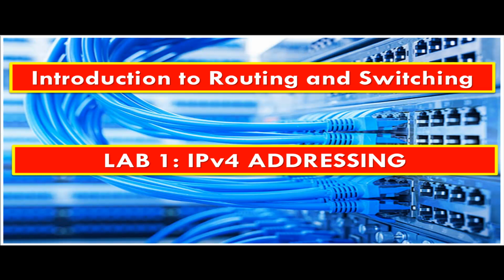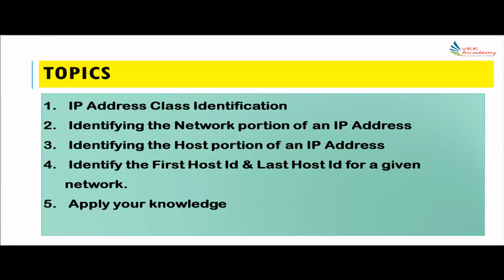What are the things we are going to cover in this lab? There are 5 things we are going to cover. The first one is IP address class identification. Second, identifying the network portion of an IP address. Third, identifying the host portion of an IP address. The fourth one, identify the first host ID and the last host ID for a given network. Then applying your knowledge. So these are the 5 things that we are going to cover in this particular lab.